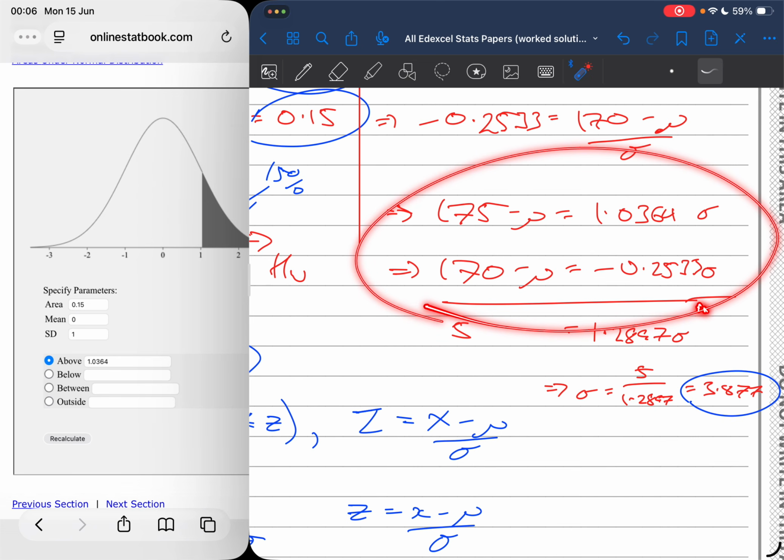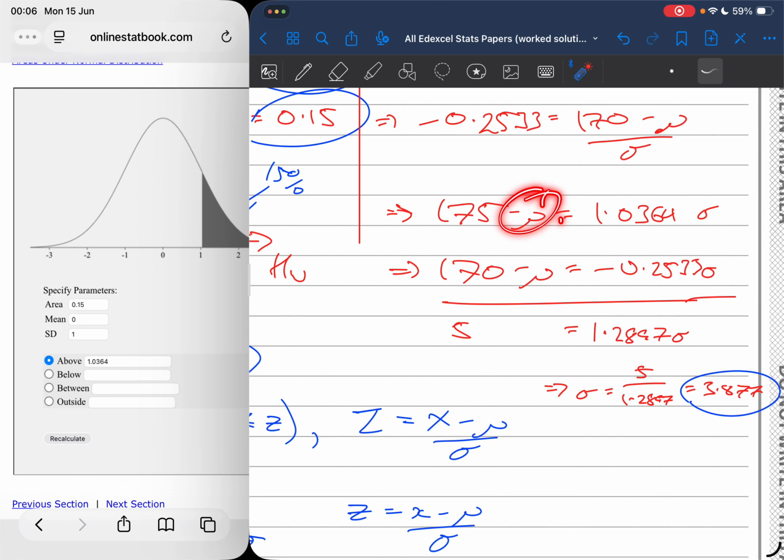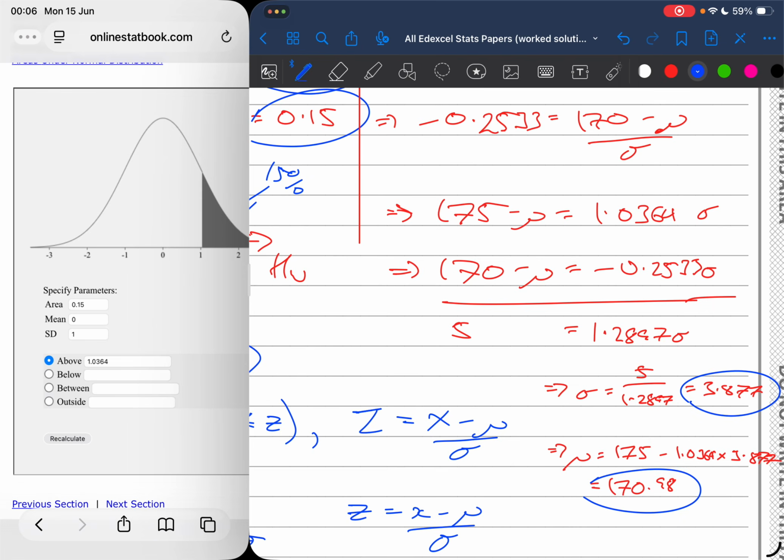Take that value then, plug it back into here, work out what mu is going to be. So add this over, take this away. Mu is 175 take away 1.0364 times that number we just found, 3.877. 175 take away 1.0364 times 3.877 is equal to 170.98. Yep. Does that sound good?